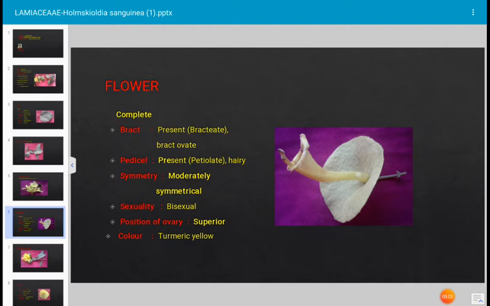And sexuality of the flower, it is a hermaphrodite flower because androecium as well as gynoecium are present in the flower. Such a flower is described as bisexual or hermaphrodite flower. Position of ovary is superior because the floral units originate from the base of the ovary, therefore it is a superior ovary. Color of the flower shown in the photograph is turmeric yellow.